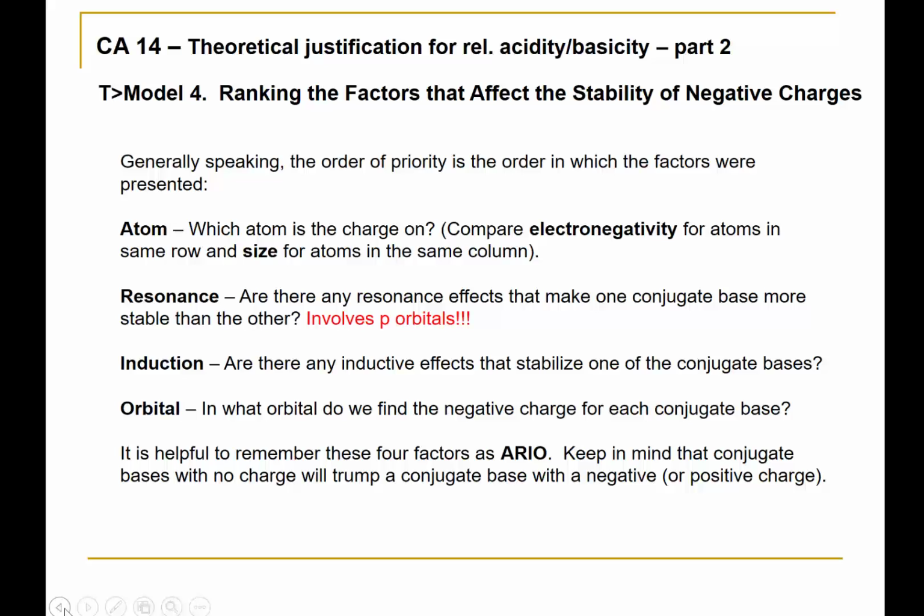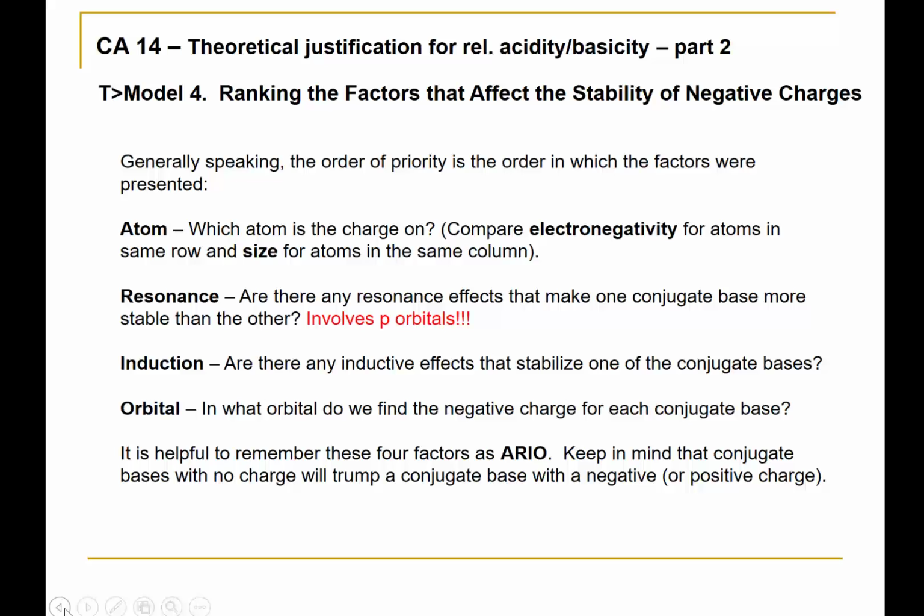So there's the atom effect, on which atom is the charge, and the idea is that you compare electronegativity for atoms in the same row, in other words, the same size atoms, and what is the size of the atoms for atoms up and down a column in the periodic table.